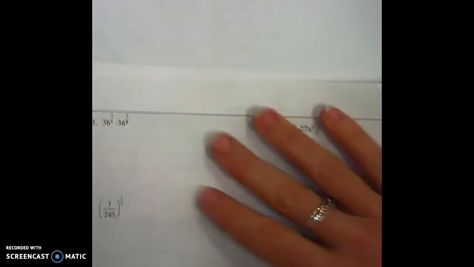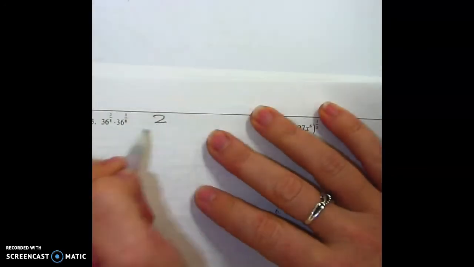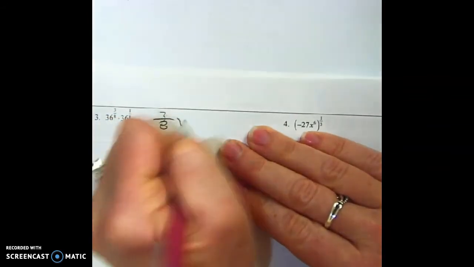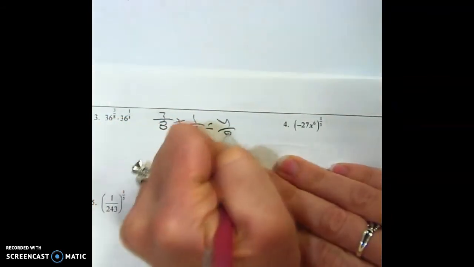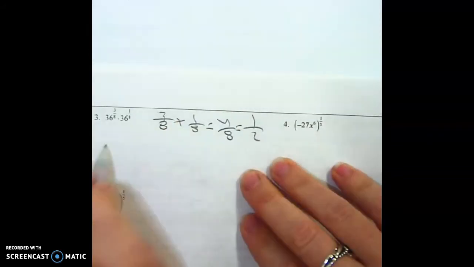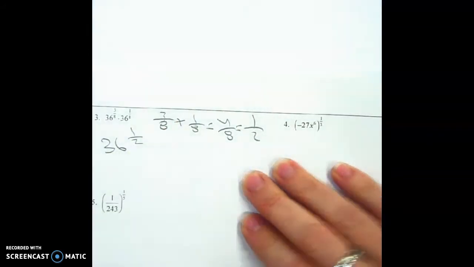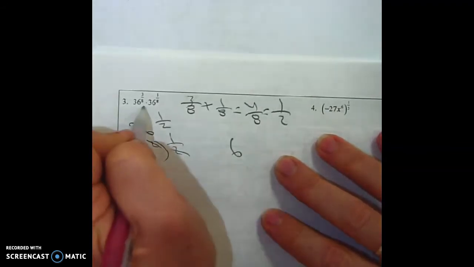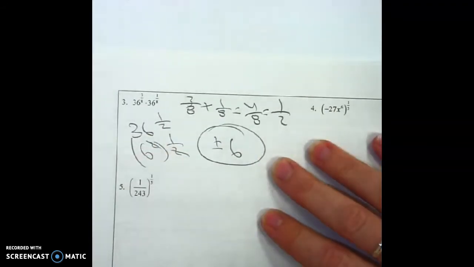Okay, a couple more. Multiplying means we add. Is that a 3? That's a 3. So 3/8 plus 1/8 is 4/8, which is 1/2. 36 to the 1/2 is the same thing as 6 squared to the 1/2, which is 6, even root, plus or minus.